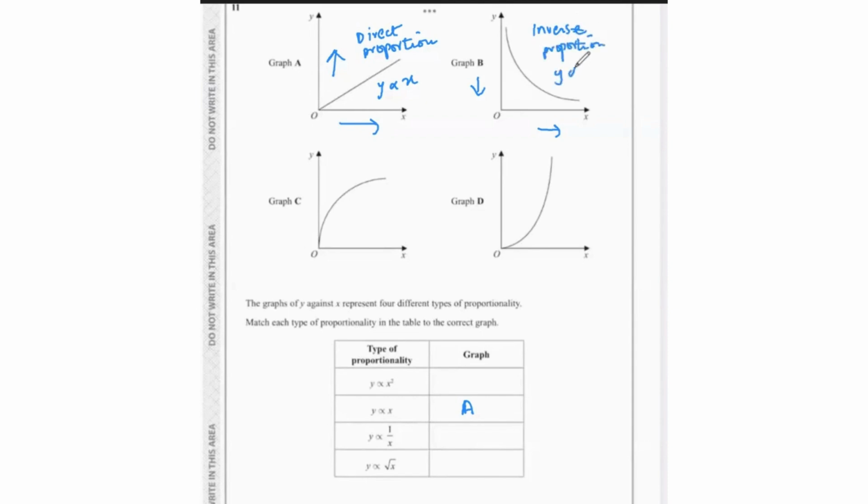So y is inversely proportional to x, which is this one. Then for graph C, that's y is inversely proportional to root of x. Why? Because graph D is x squared. This is a quadratic curve. So the opposite of quadratic is root x. So y is directly proportional to x squared is going to be D, and y is directly proportional to root x is going to be C. That's your answer.